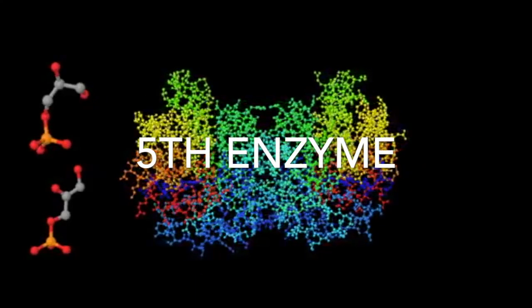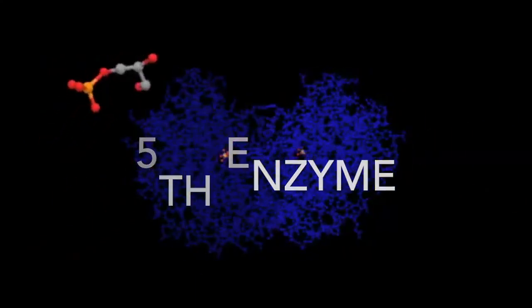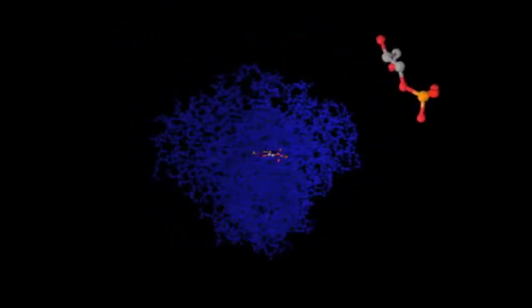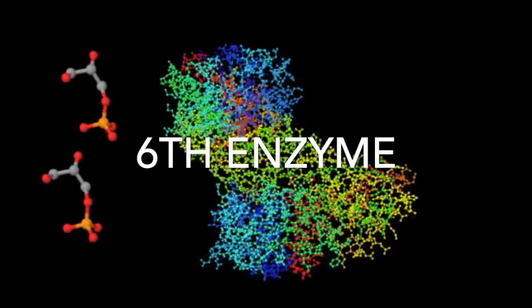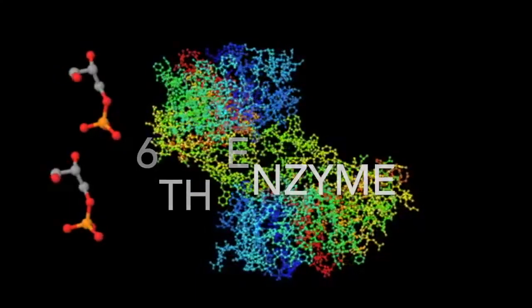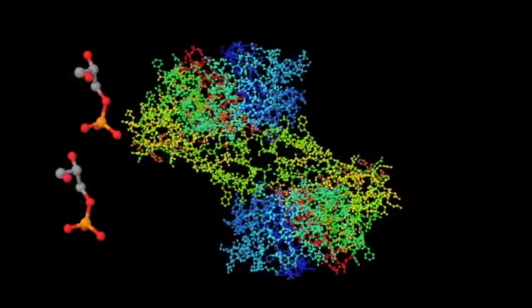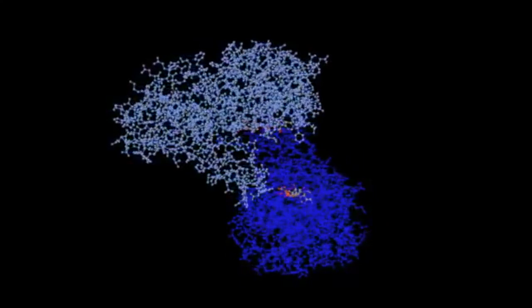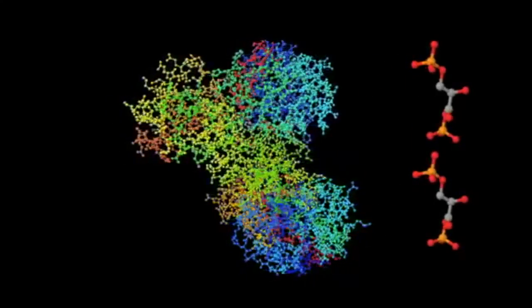Triose phosphate isomerase will change the shape of one of the pieces to be identical with the other, and we end up with two molecules of glyceraldehyde 3-phosphate. Glyceraldehyde 3-phosphate dehydrogenase is another enzyme with multiple subunits. It will add one more phosphate to each glyceraldehyde phosphate.